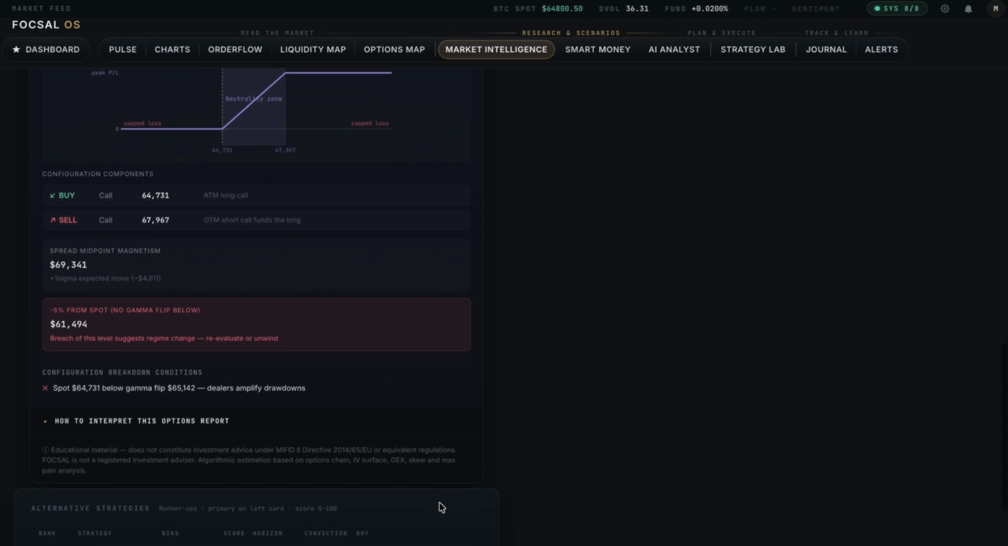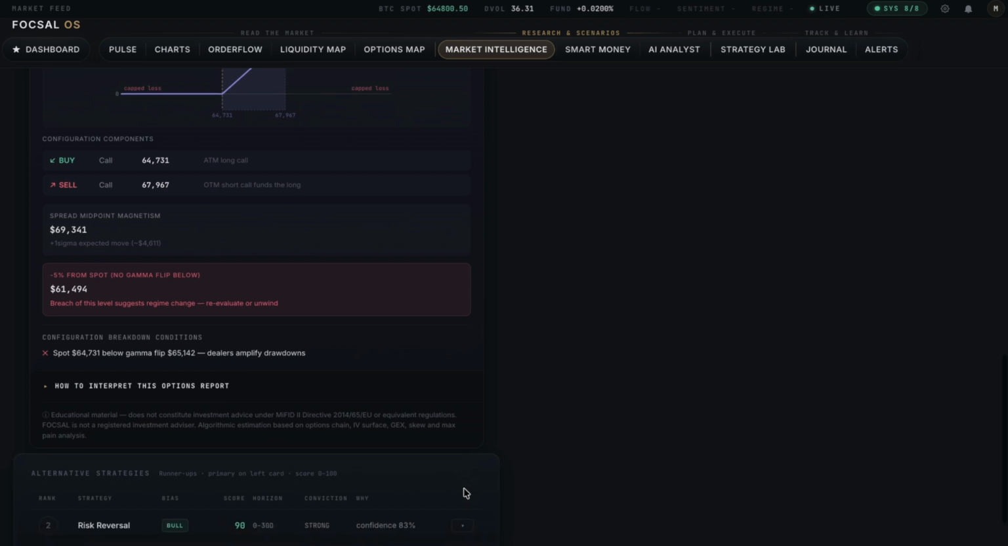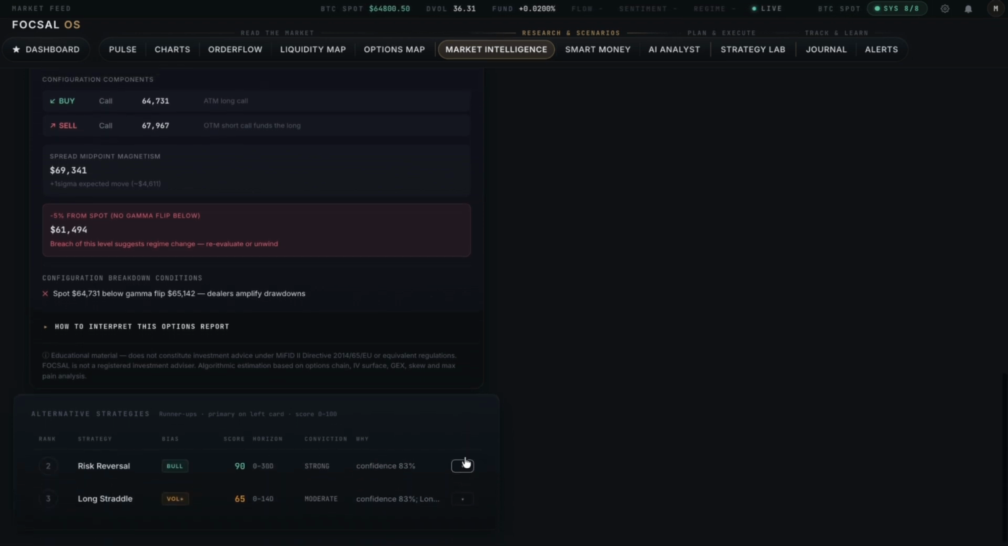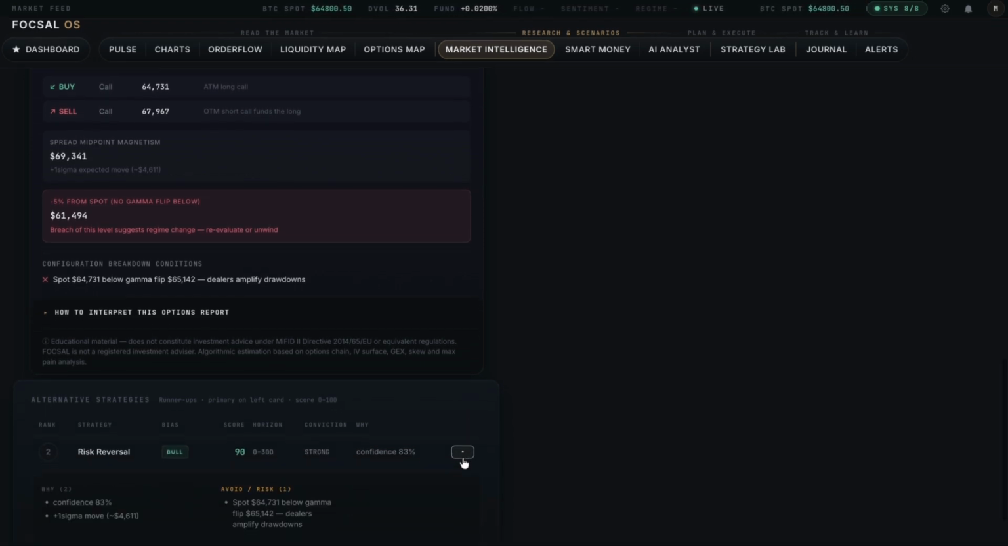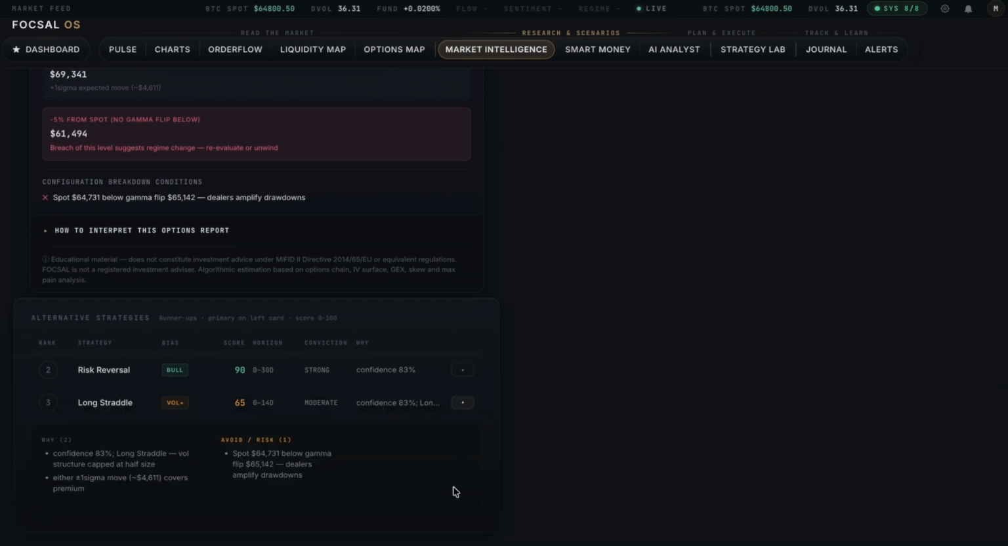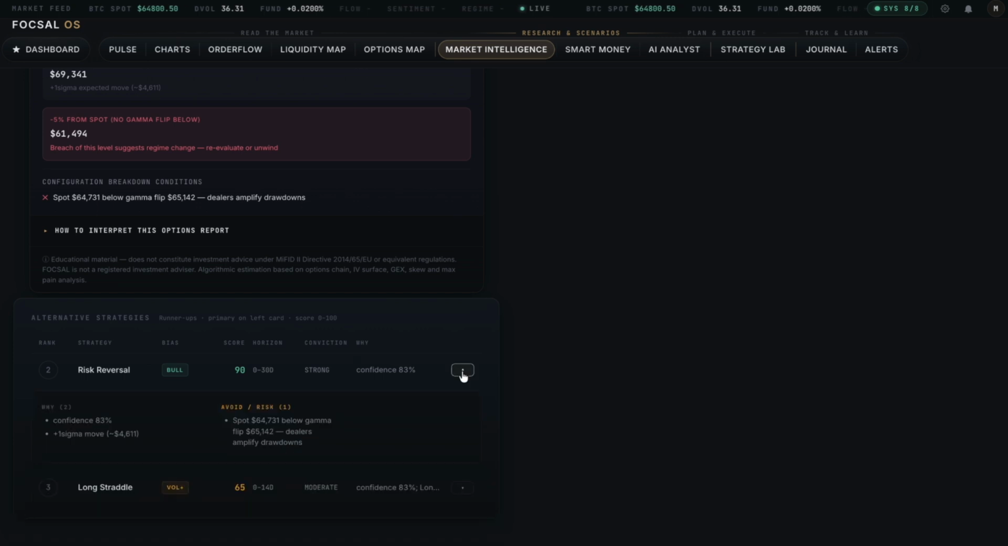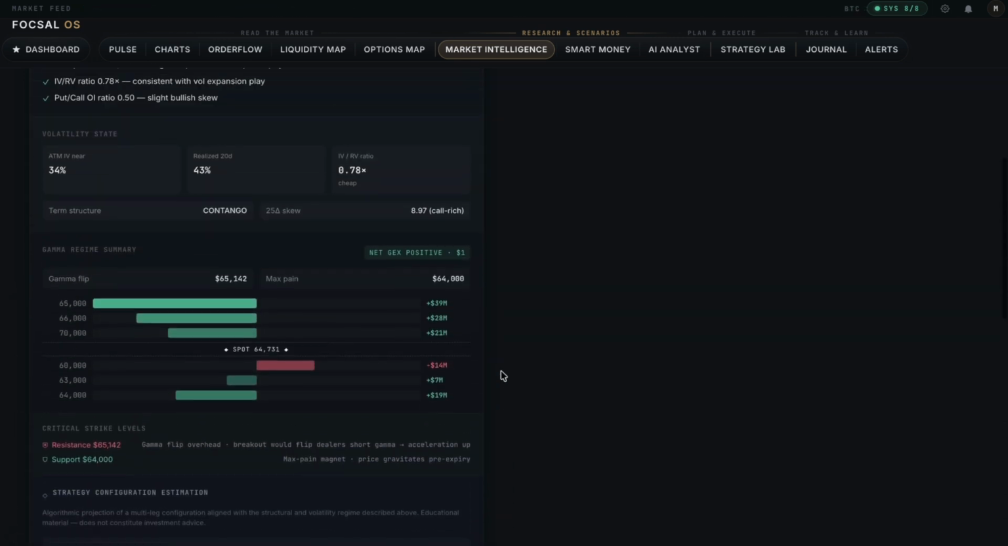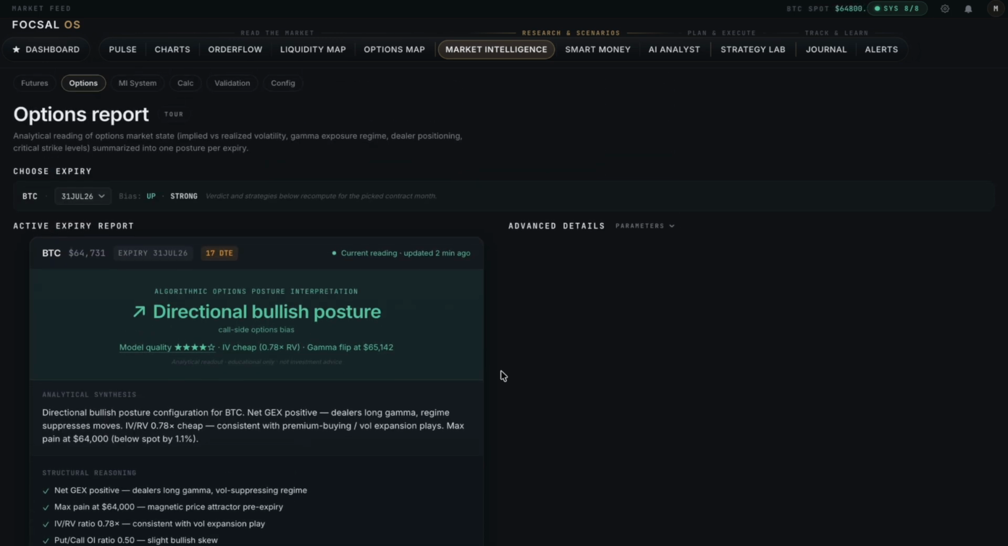The model doesn't insist on one configuration. At the bottom, you get alternative strategies. The ones that came second and third, with a score, a horizon, and a conviction level. You see not just what the model picked, but how close it was. If second place scores almost as high as first, that tells you the market is ambiguous.